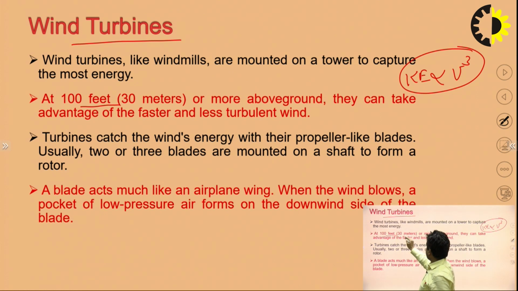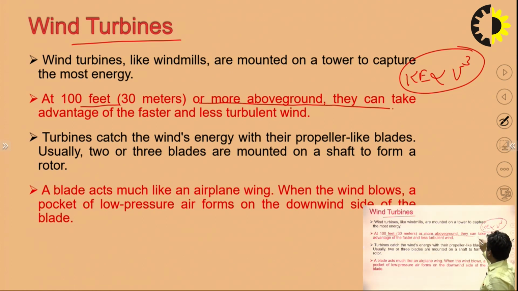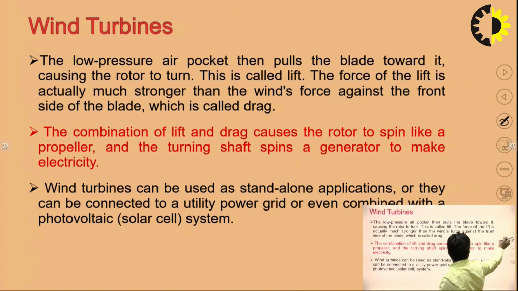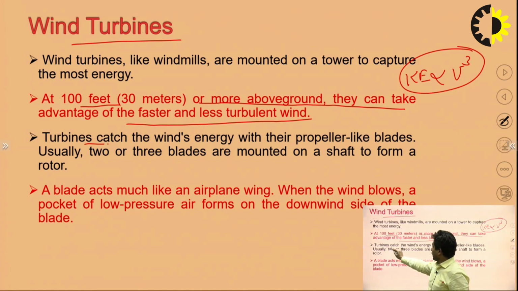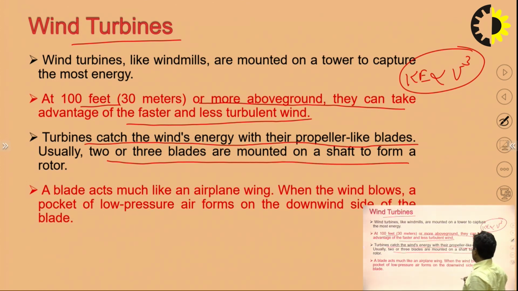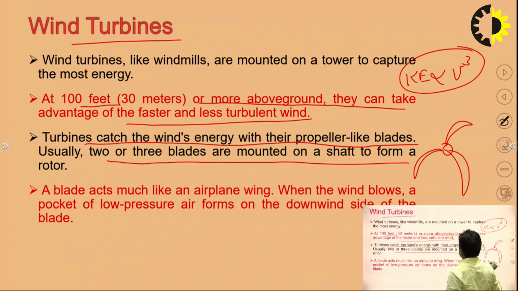Approximately 100 feet, 30 meters or more above the ground, they can take advantage of the faster and less turbulent winds. Turbines catch the wind's energy with their propeller-like blades. Usually 2 or 3 blades are mounted on a shaft to form a rotor.